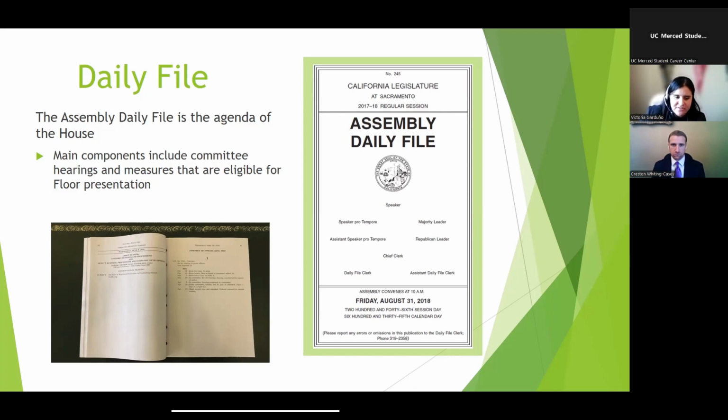So the daily file, one of the purposes for it is that there are many rules that require public notice for where bills are, and this is the way to do so. If anyone wants to know, like I said, when a bill is being heard in committee or if it's on its way to the floor, the daily file is their resource to figure out where the bill is.